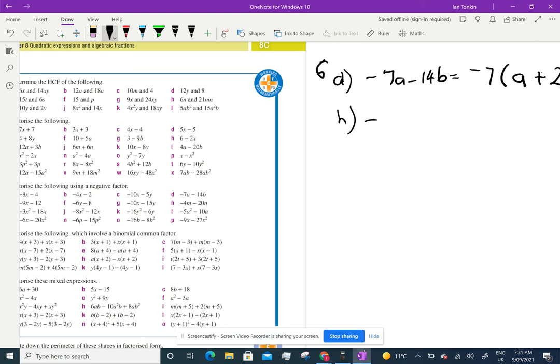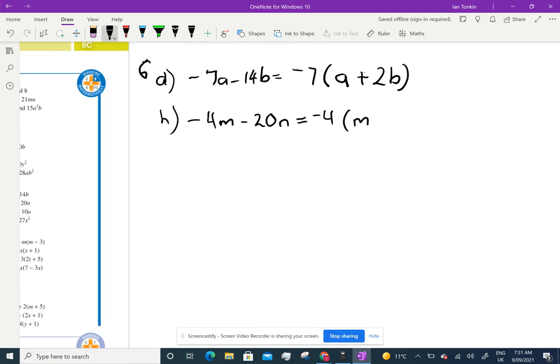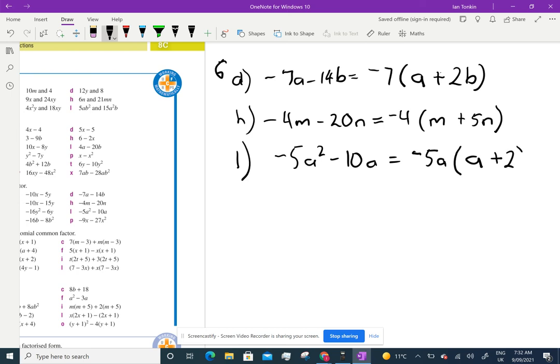H. Minus 4m minus 20n. So I'll take out minus 4, because minus 4 goes into both numbers. I'll be left with positive m, and I'll be left with positive 5n. Next one, L, minus 5a squared minus 10a. Take the numbers out first. I can take minus 5 out, but I can also take an a out. That leaves me with a positive a here, and 2. And you can check that by multiplying them back in.